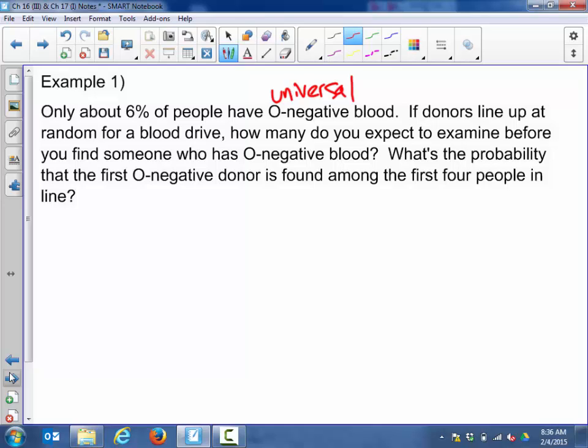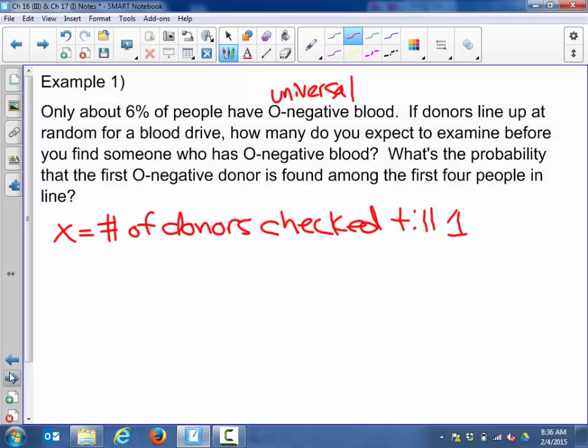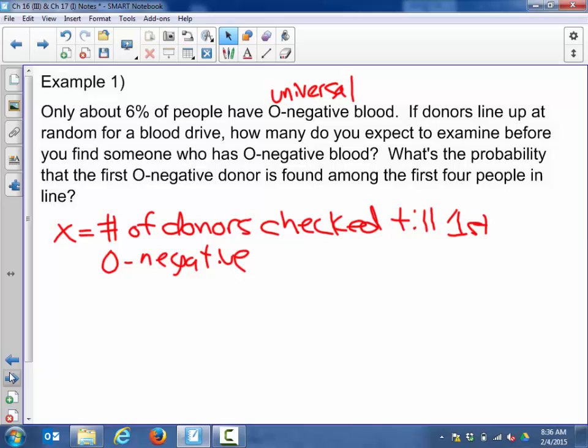All right, if donors line up at random for a blood drive, how many do you expect to examine before you find someone who has O-negative blood? What's the probability that the first O-negative donor is found among the first 4 people in line? Well, let's say that X is equal to the number of donors checked till first O-negative blood type found.